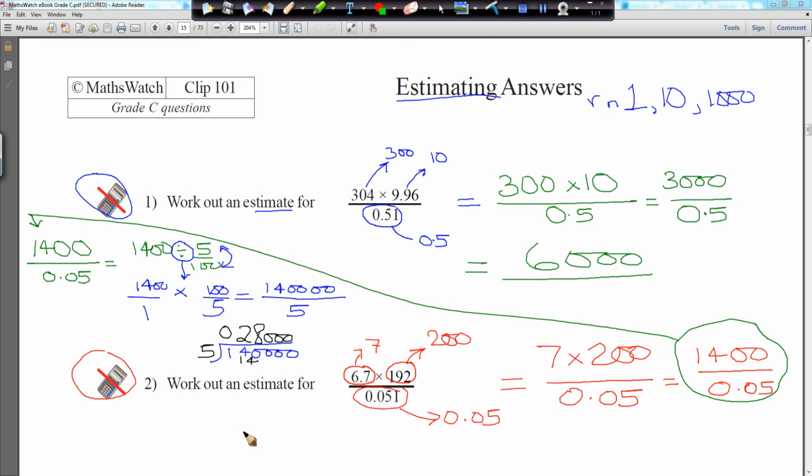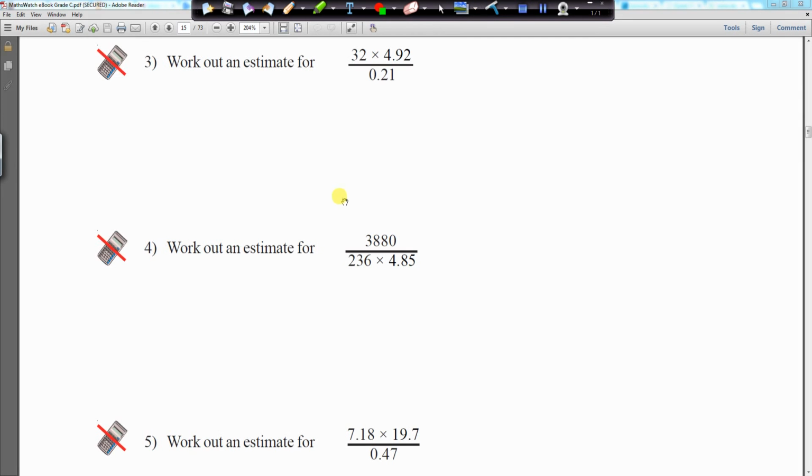So that's our estimate. That took us a bit of time, but it's worth it. We still didn't do anything so taxing that we needed any mad techniques. We're just showing you how we deal with the 0.05. 28,000 is an estimate for that particular answer. Please join us in the next video.